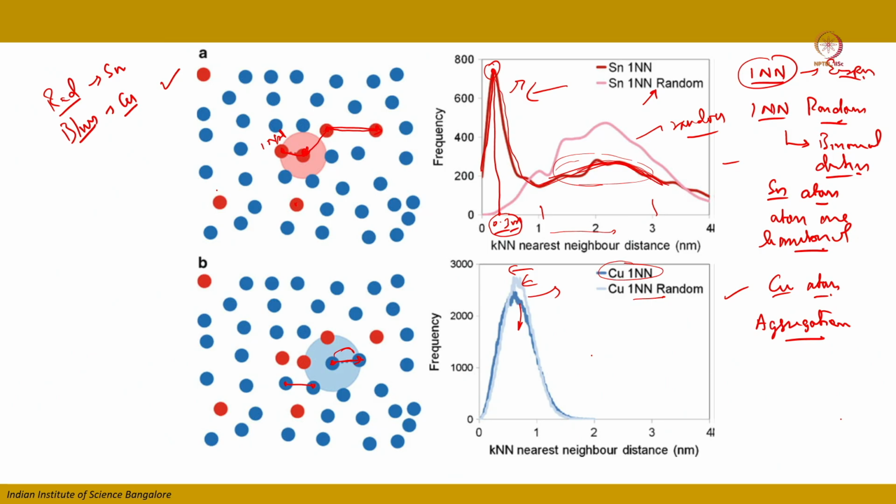Okay, and this distribution is not only for the first nearest neighbor. It can also be plotted for the fifth nearest neighbor, 10th nearest neighbor, or 100th nearest neighbor. Depending upon what type of nearest neighbor atoms you want, you can plot the first, fifth, 10th and 100th nearest neighbor. So we call it a kth nearest neighbor distribution. It means the examination of interatomic distances between each atom and its second nearest neighbor, or the third nearest neighbor, or the kth nearest neighbor atom.